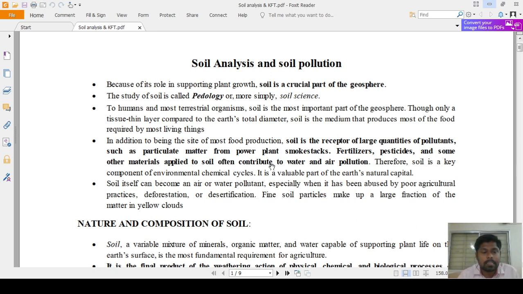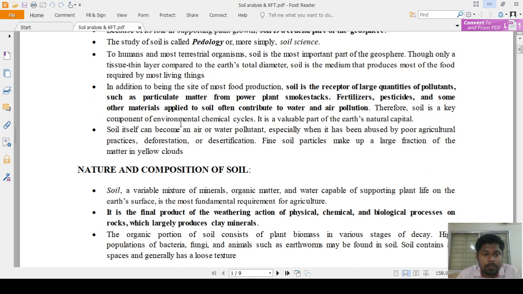Therefore, soil is a key component of the environmental chemical cycles. It is a valuable part of the Earth's natural capital. Soil itself can become an air or water pollutant, as I told you earlier, especially when it has been degraded by poor agricultural practices, deforestation or desertification. Fine soil particles make up a large fraction of the matter in yellow clouds.